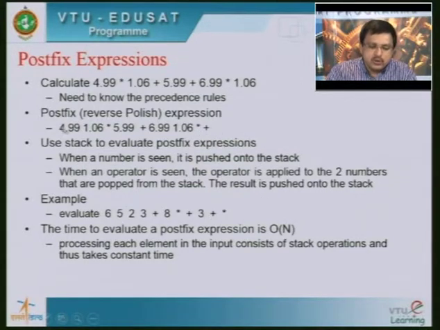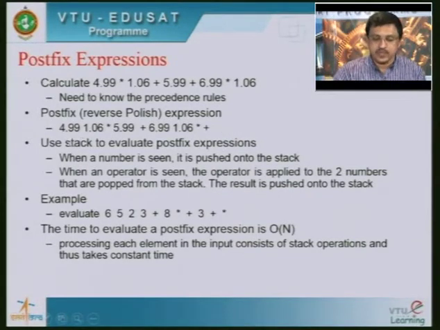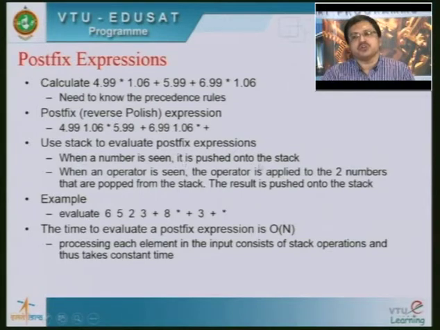Now, when you are given a Polish expression, it is very easy to evaluate using a stack. What do you do? When a number is seen, it is pushed onto the stack. So, 4.99 is pushed onto the stack, 1.06 is pushed onto the stack. When you see an operator, the operator is applied to the two numbers that are popped from the stack. Once you see this star, you pop and pop once again and apply the multiplication to the two numbers you have popped, that is 1.06 multiplied by 4.99. Next, you push the result back onto the stack.